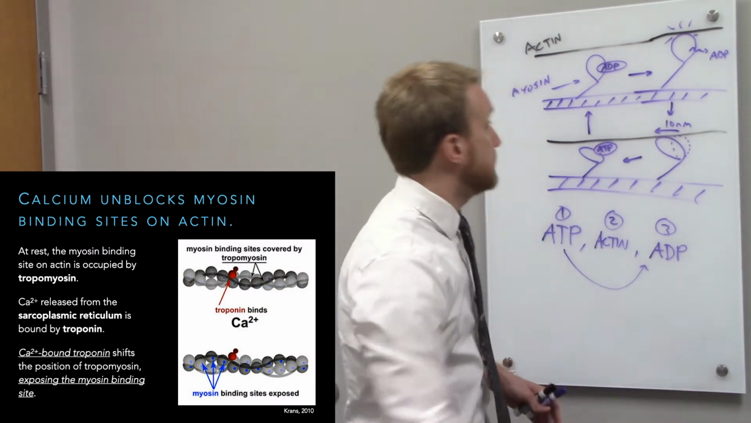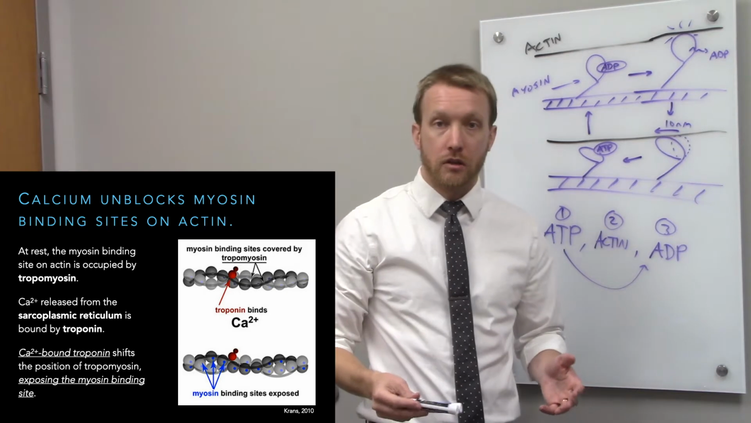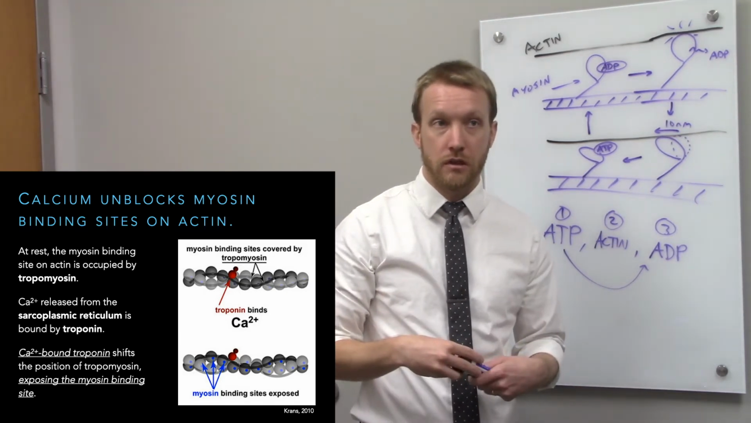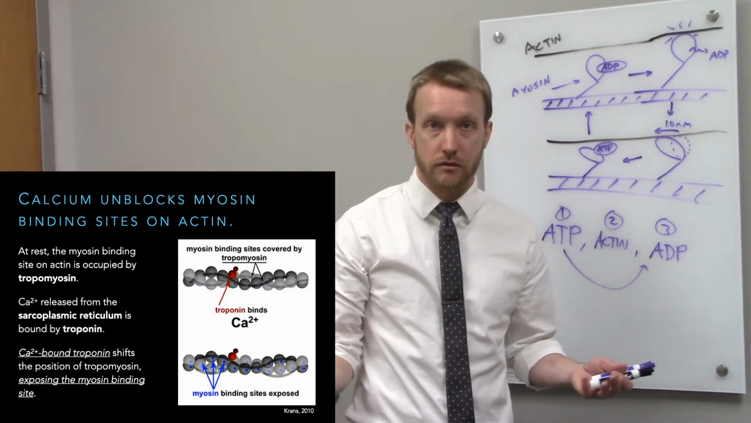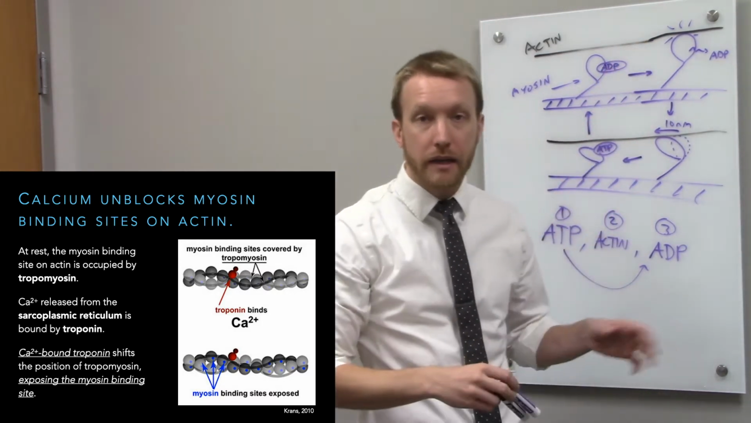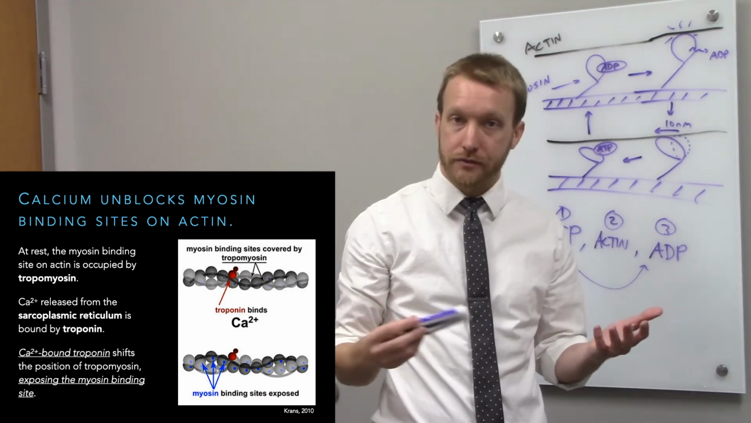Now, actin and myosin interactions are only allowed whenever there's sufficient calcium levels within the muscle. So the muscle has to be active, in other words. If the muscle is not active, actin-myosin interactions are not allowed because that binding site is covered by tropomyosin.